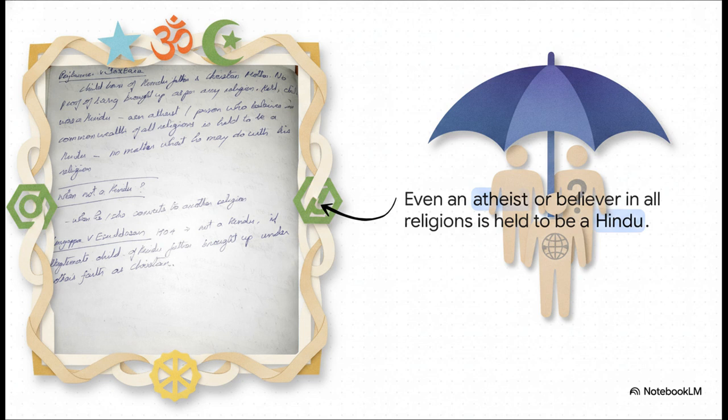Here, we see a child born to a Hindu father and a Christian mother. Crucially, there was absolutely no proof of the child being brought up as per any specific religion. Yet the court held the child was a Hindu. The notes highlight something incredible here. Even an atheist, or a person who believes in the commonwealth of all religions, is legally held to be a Hindu based on their birth, no matter what they do with their personal religious practices. It really underscores just how wide that legal umbrella stretches.